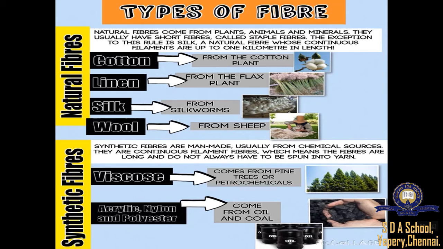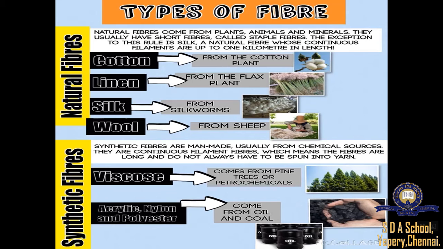Yarn can be bleached by using hydrogen peroxide, bleaching powder or sodium bisulfate. Dyeing is done by using synthetic material. Now we are going to concentrate on plant fiber.